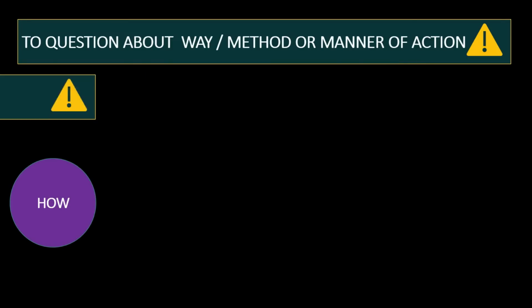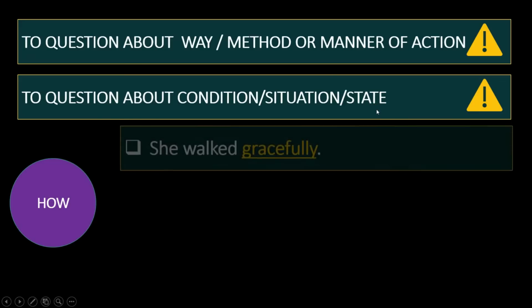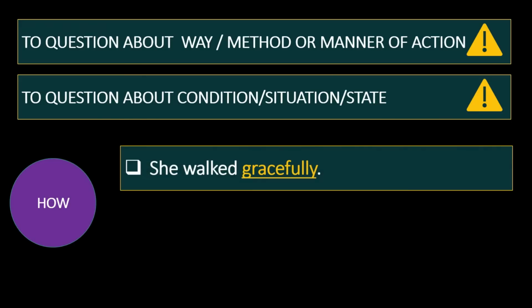Okay, let's begin with the first one, how. Now, how can be used to question about way or method or manner of action. So, how a particular action happened, in what manner. This can also be used to question about condition or situation or state. We'll look at the examples and understand that.